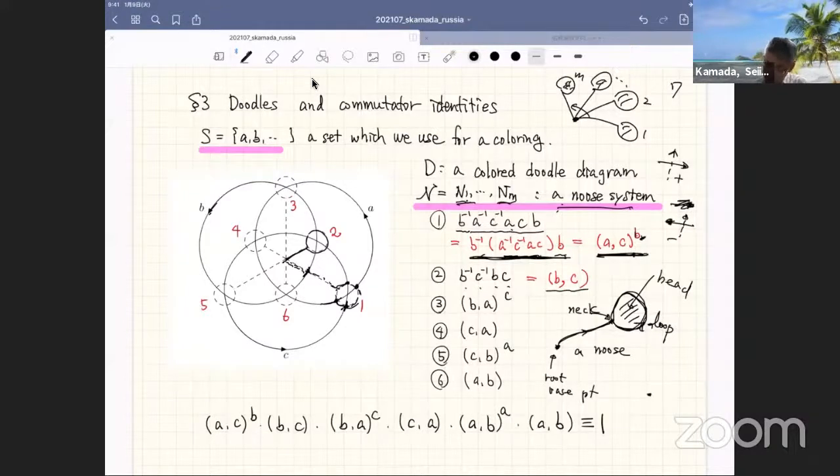And for the third noose, we have this word. And for the fourth noose, we have this word. And for the fifth noose, we have this word. And for the sixth, we have this word. And consider the product of these words. So that is an intersection of this loop.